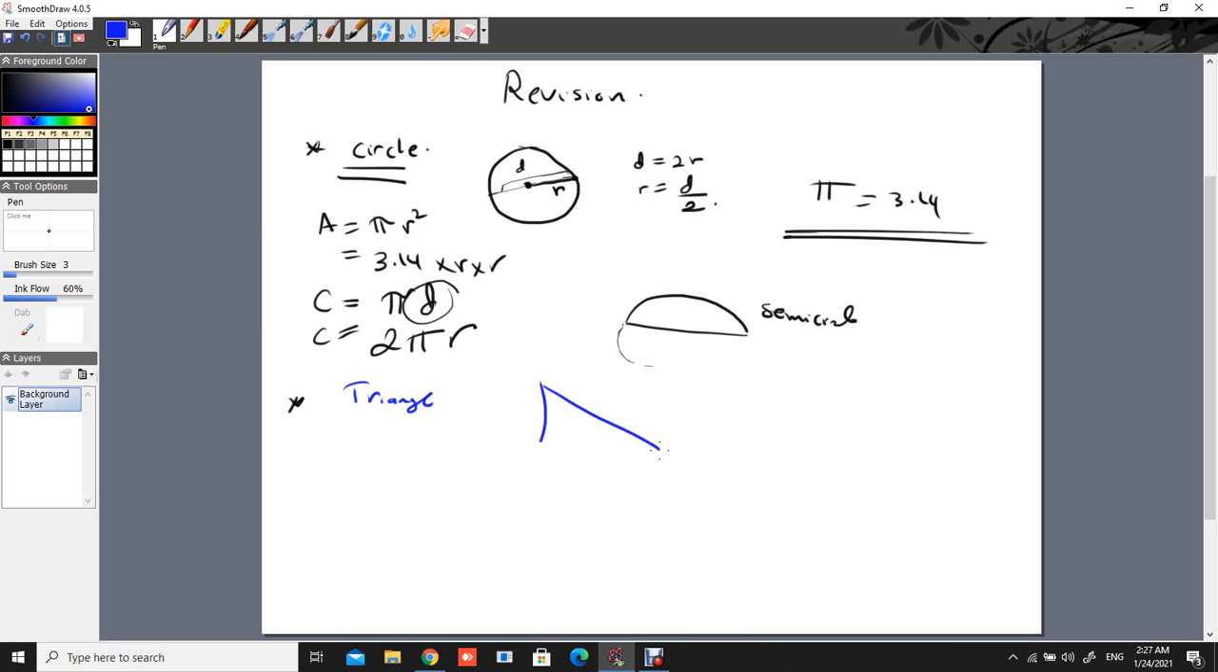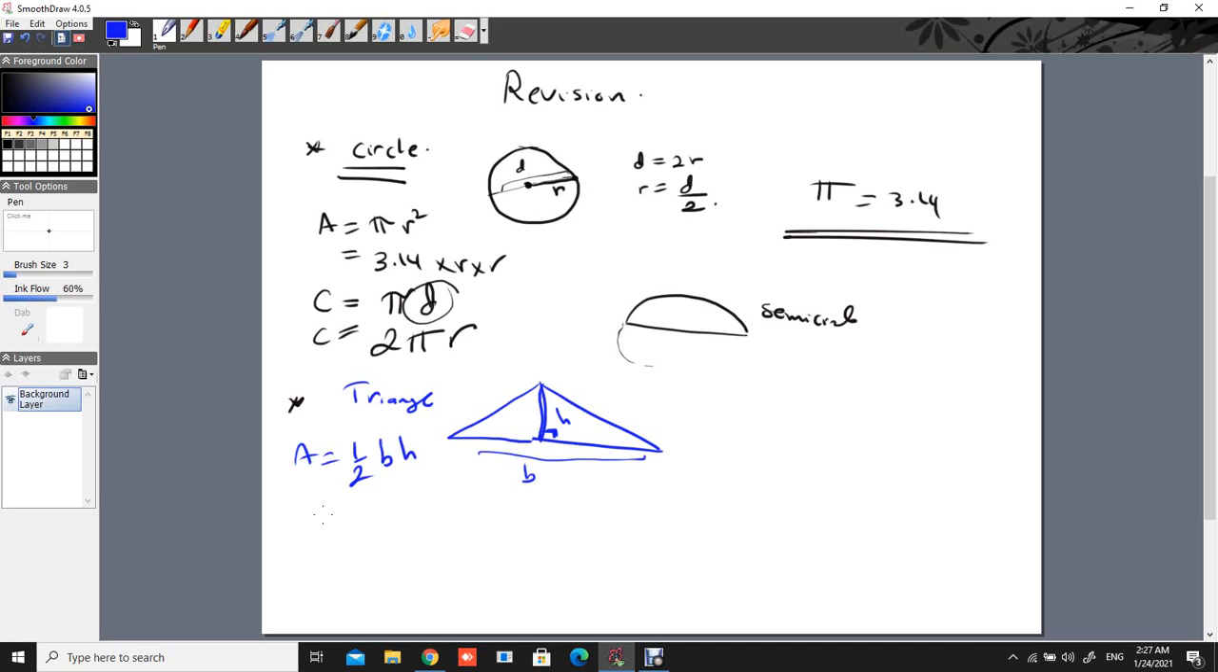Now for the triangle, here we have, let's say this is the height, this is the base, so the area equals half times base times height. The height is always perpendicular to the base, it means it intersects the base at 90 degrees.